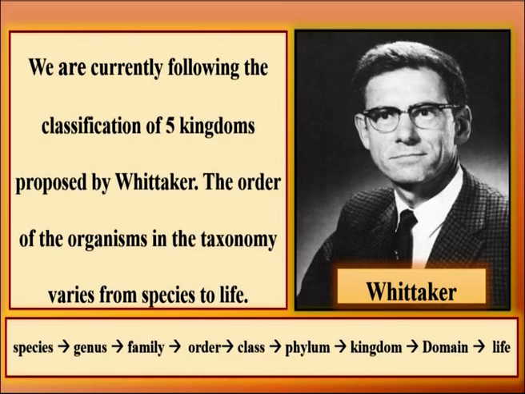The order of the organisms in the taxonomy varies from species to life. So, a group of similar species is grouped under a genus. A few genera together form a family. In the same way, related families are grouped under an order. Order leads to class, and then class leads to phylum. A few phyla are related to a kingdom, kingdom to domain, domain to life.